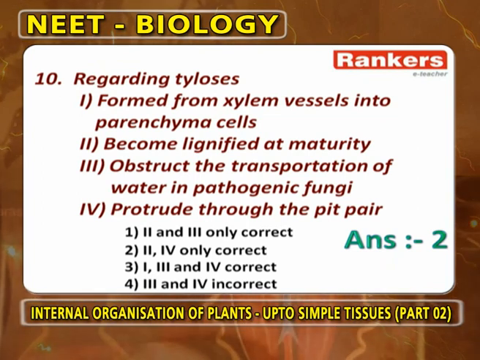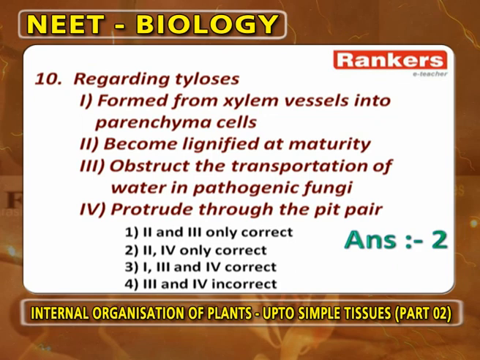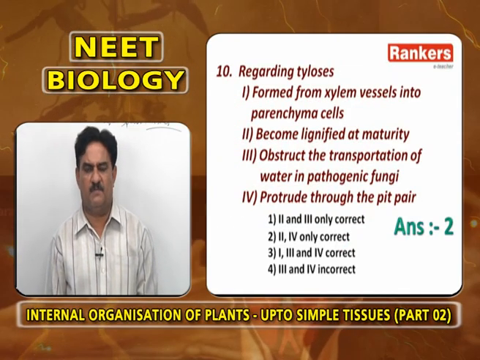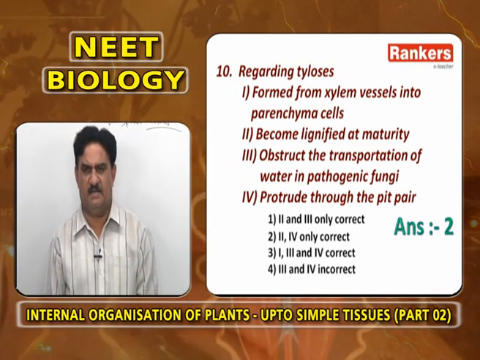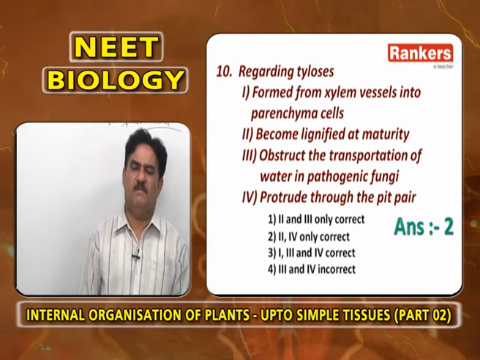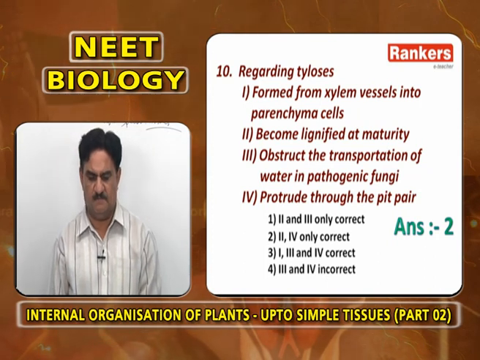Regarding tyloses: formed from xylem vessels into parenchyma cells, become lignified at maturity, obstruct the transportation of water and pathogenic fungi, protrude through pit pair. Formed from xylem vessel into parenchyma cell is wrong. Formed from xylem parenchyma into xylem vessels is correct. Here it is given in reverse order. They are formed not from xylem vessels into the parenchyma, but from xylem parenchyma entering the xylem vessels. So the first one is wrong.